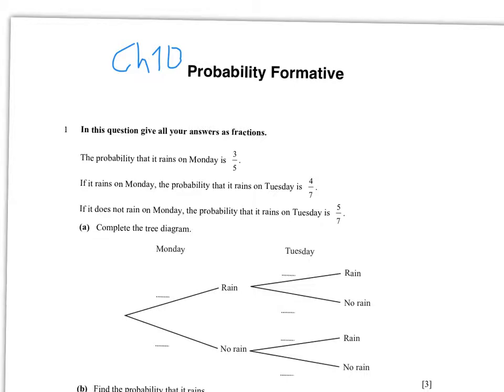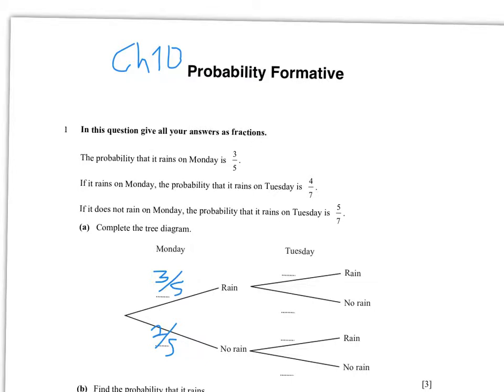Question number 1. We're going to do a tree diagram here, remembering that at each branch of the tree, the probabilities add up to 1. So we're going to do the first branch here. The probability that it rains on Monday is 3 over 5. To get the total to 1, we need 2 over 5 that it doesn't rain. Notice that we write the outcomes at the end of the branch and the probabilities beside the branch. That's what the syllabus asks us to do.